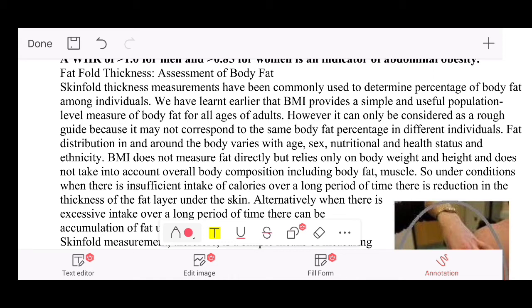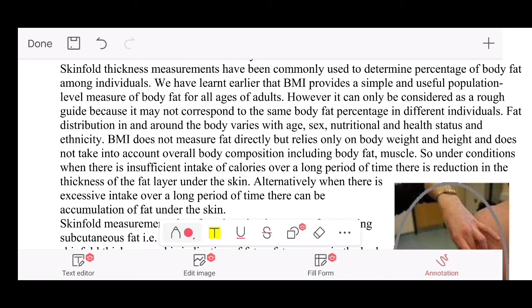We have learned earlier that BMI provides a simple and useful population level measurement of body fat for all ages of adults. However, it can only be considered a rough guide. Means this is a rough guide, not a proper factor for deciding whether they are in good condition or in malnutrition or not. Only by measuring the fat we cannot say properly.